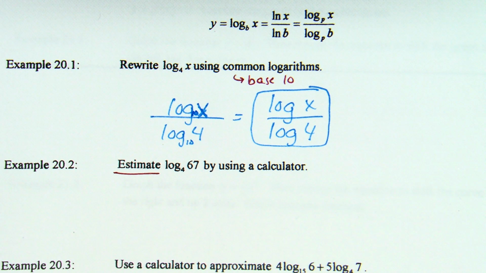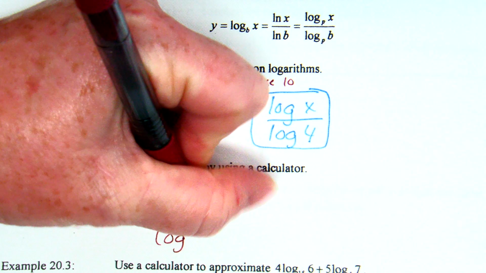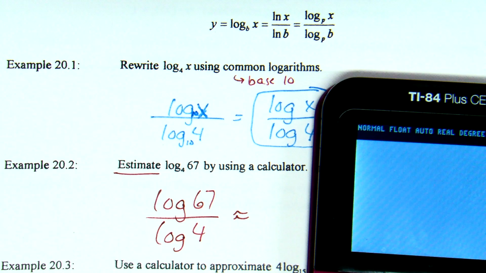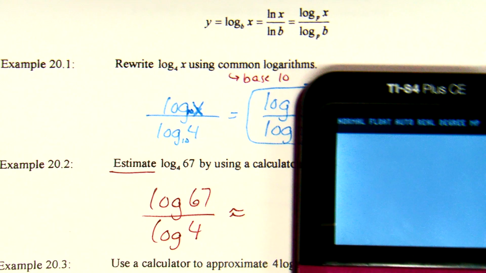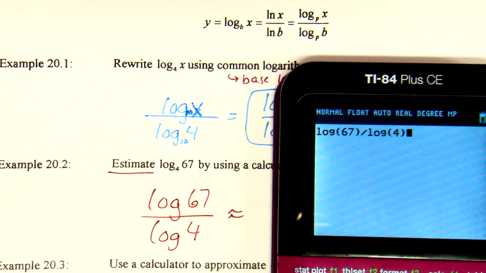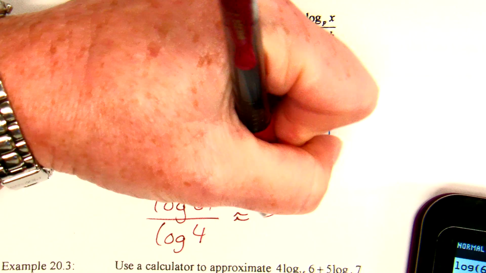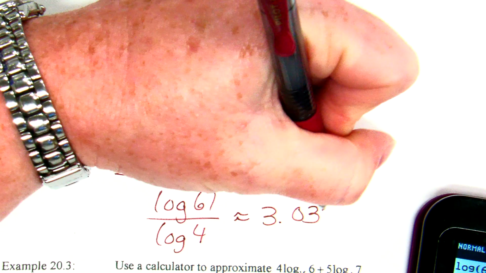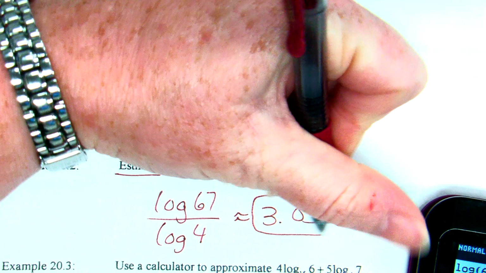Log of 67 and log of 4. Okay. Log of 67 divided by log of 4. It says estimate, so we use the calculator here. Log of 67, parentheses, divided by log of 4, parentheses. Did you guys get something? 3.2. Yep. Approximately 3.0330.